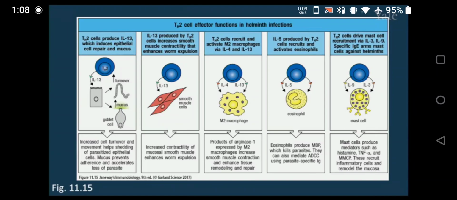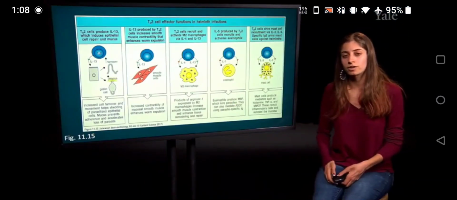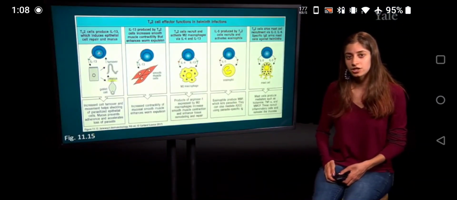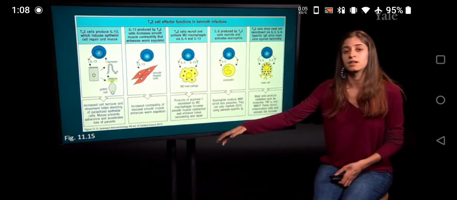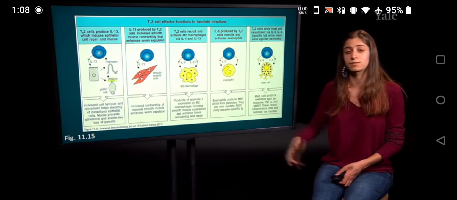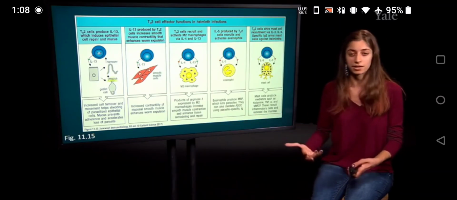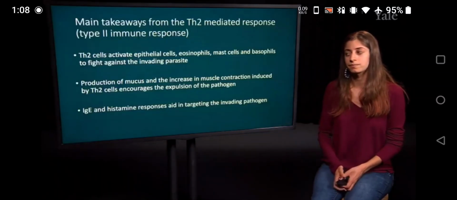Th2 cells, finally, will also drive mast cell recruitment via IL-3, IL-9, and specific IgE. Mast cells will then produce effector molecules like histamine, TNF-alpha, and MMCP. These further recruit more inflammatory cells to the site of infection to enhance the things that we talked about in the first two panels, like cell turnover and increased expulsion of the worm, helminth, parasite, etc.